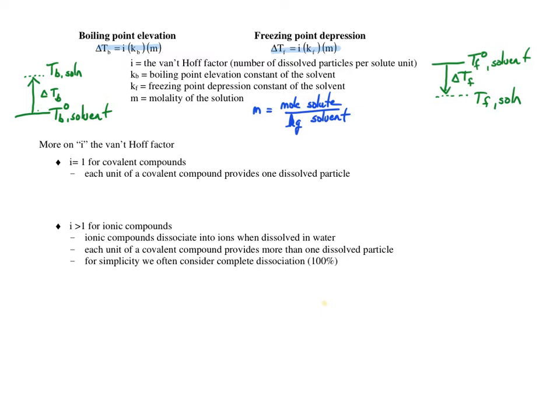When we wish to determine the value of i, we first need to identify if the solute is covalent or ionic. If the solute is covalent, every unit of the compound provides just one dissolved particle. For example, glucose is a covalent compound. We know that because it contains only nonmetal atoms. If we put glucose in water, it dissolves, and it goes from a solid form to an aqueous form. Each unit of solid glucose produces just one unit of aqueous particles.